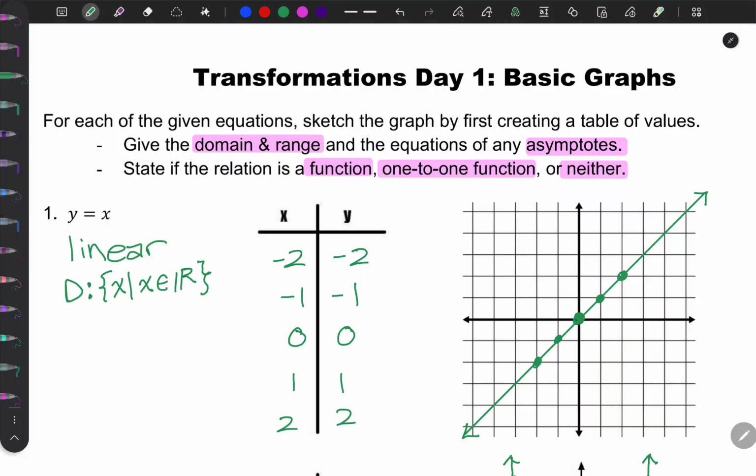Now we'll do the range. The range is also all real numbers, and we use the variable y, otherwise it looks very similar. We start a set bracket, y, such that y is an element of all real numbers.